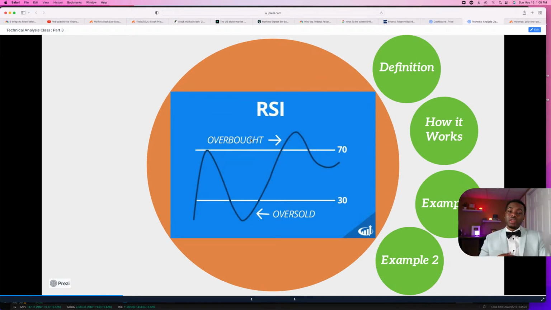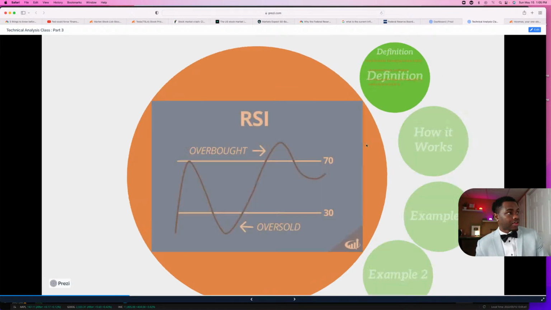Overbought means there's way too many buyers way too quickly. There's no way they could keep this momentum going. This is another sign of strength or weakness. Or oversold. There are way too many people selling it way too quickly, and there's no way that the selling is going to keep at this level, right? Or generally. So now let's go to the definition.